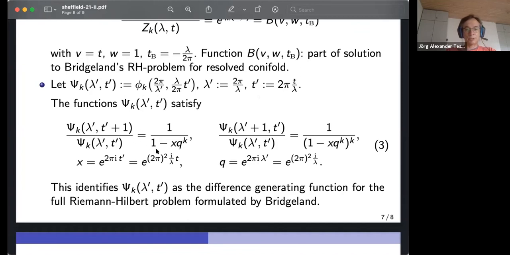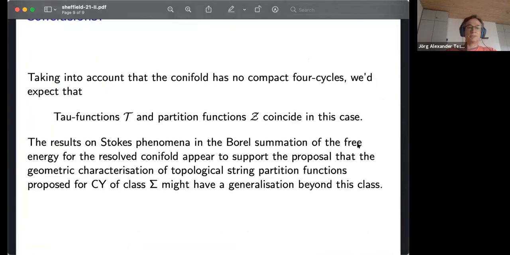And here what you recognize on the right-hand side after proper matching of parameters are exactly the jumps defining the Riemann-Hilbert problem of Tom's. So this is for the one magnetic coordinate and that is for the other one with the power to the k. Okay, so now I'm really at the end.